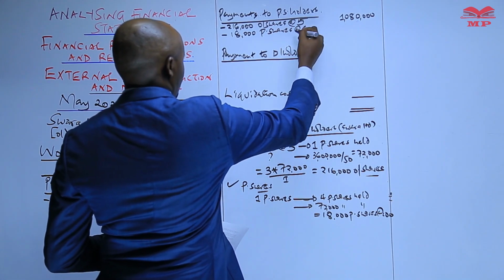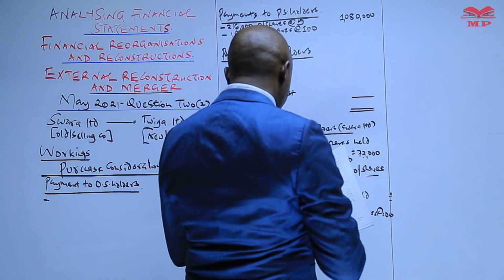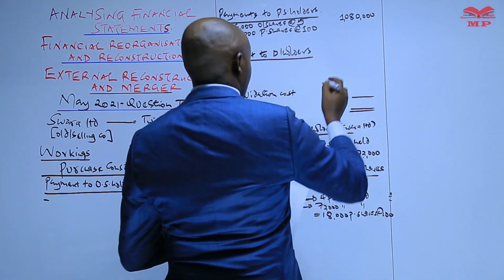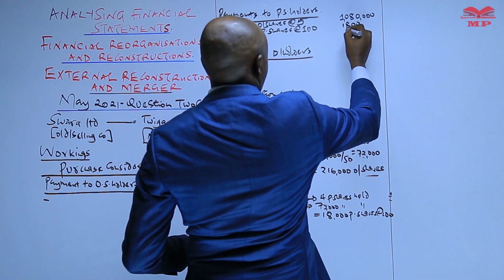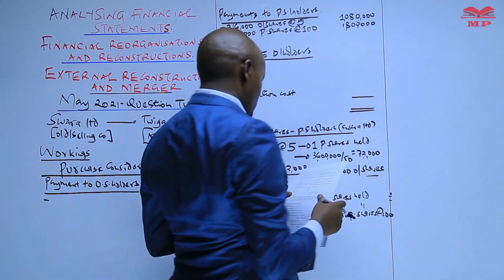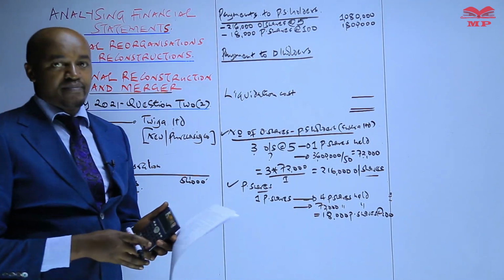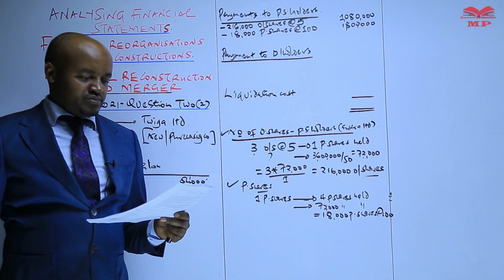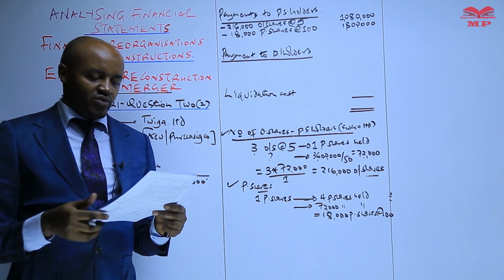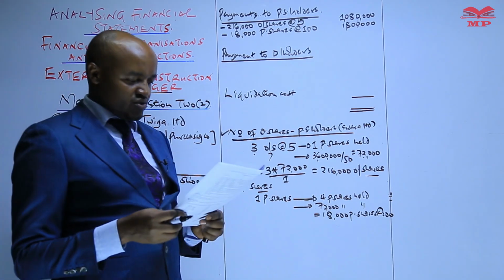Will be issued to them as fully paid. So let's multiply the 2, and this will give us 1.8. So therefore, what we are given there is the payment which was made now to the preference shareholders of the old company, that is Swara.